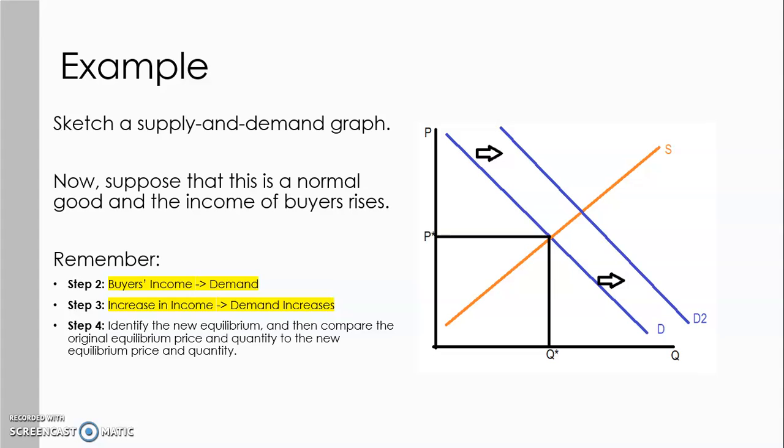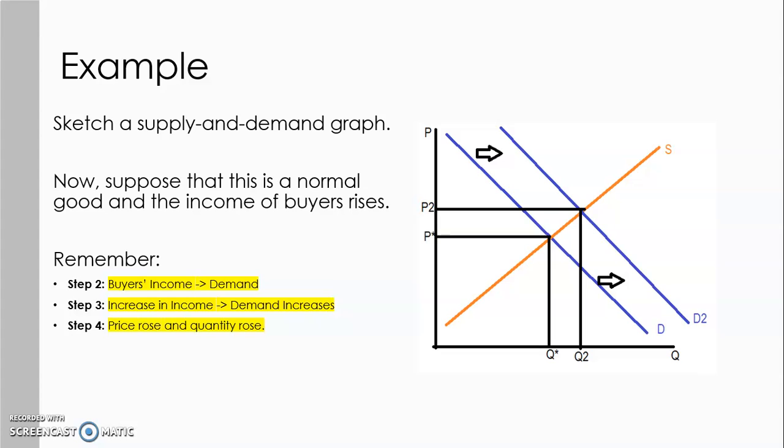Finally, we're going to identify our new equilibrium, that's where our D2 curve intersects our supply curve, and compare the original equilibrium price and quantity to the new one. So our P2 price, our new price, is higher than our original price. Our new quantity is higher than our original quantity. So the price rose and the quantity rose. Let's try another one.